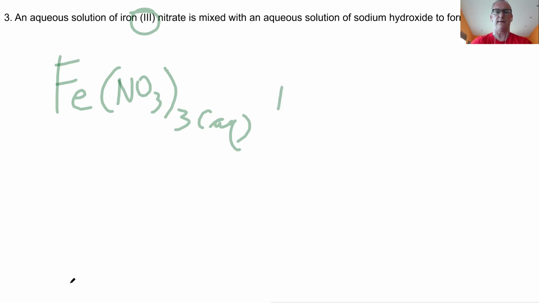What is the other one? Sodium hydroxide. What's sodium hydroxide? NaOH. NaOH, very good. Sodium has a +1 charge, and the hydroxide ion is a -1 charge. And what do we put next to that? What state is NaOH in?